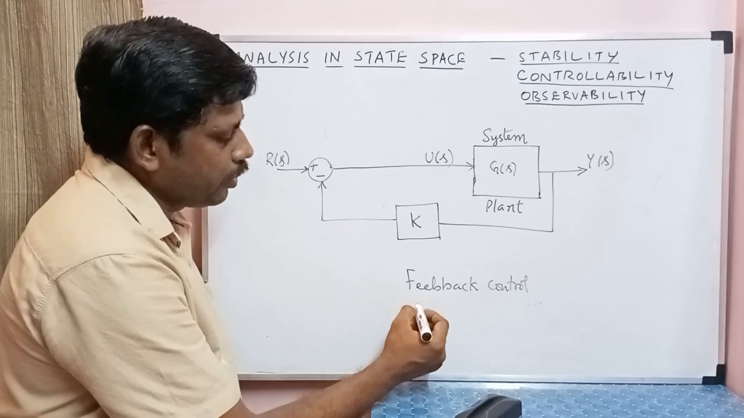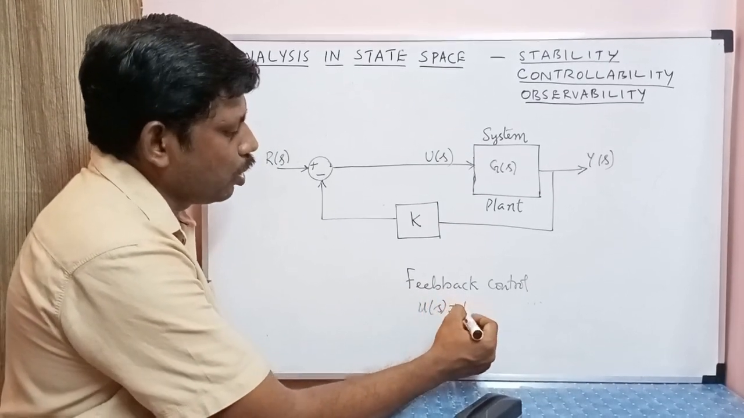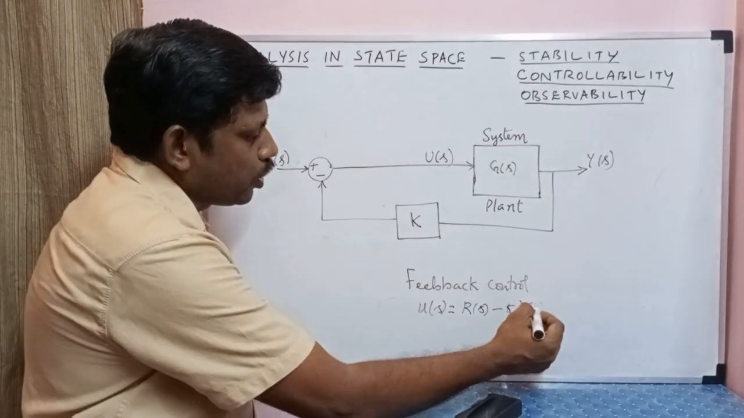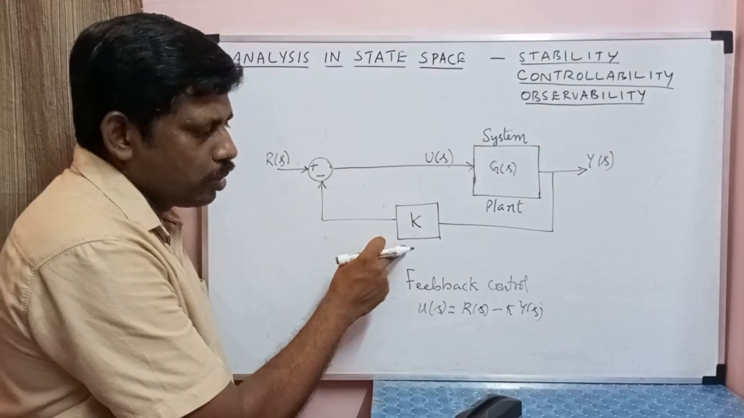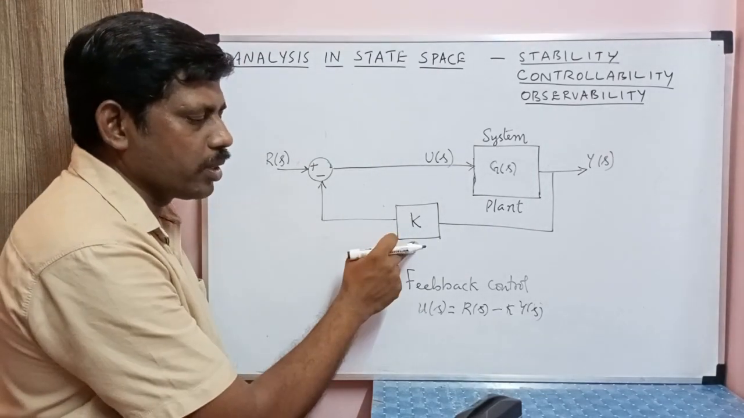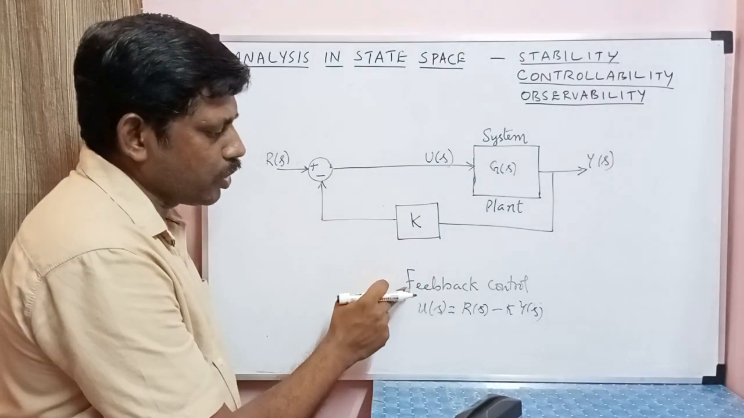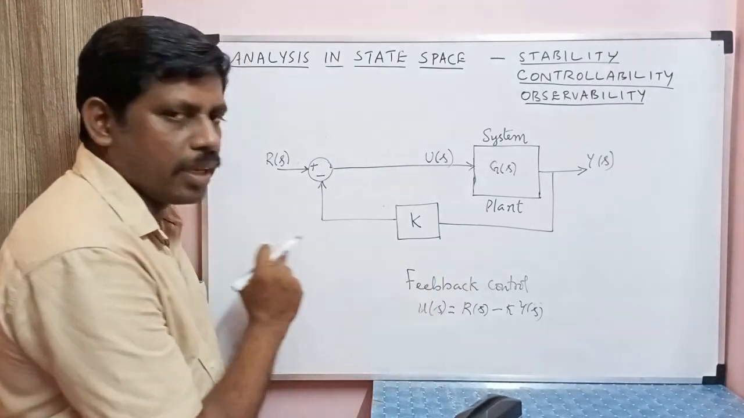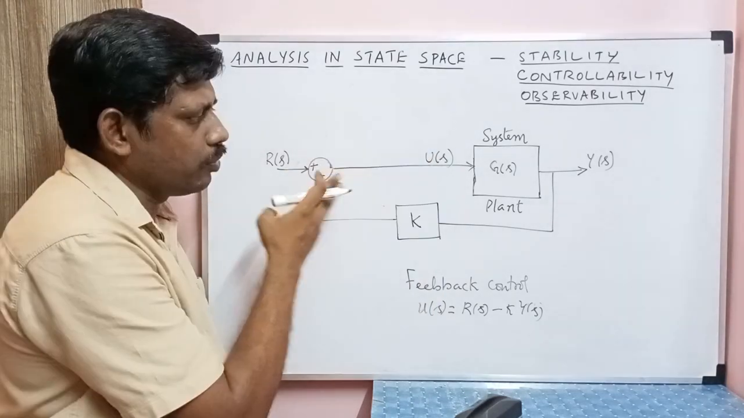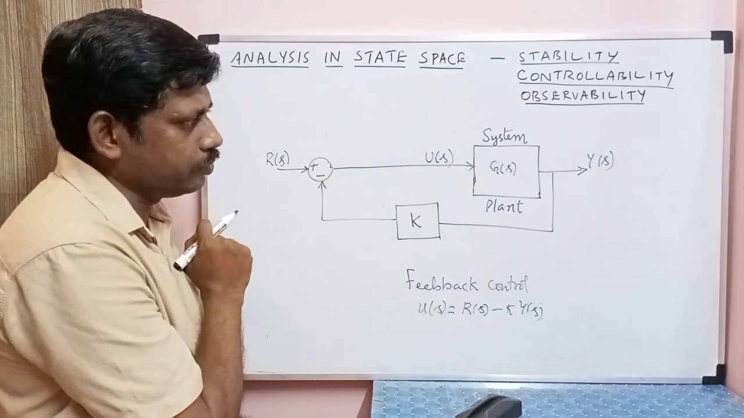The control law here is u of s is equal to r of s minus k into y of s. Usually this k will be a proportional controller with a constant gain k. This kind of control, I call it as the feedback control. Okay, so from the forward path control we have moved to the feedback control.